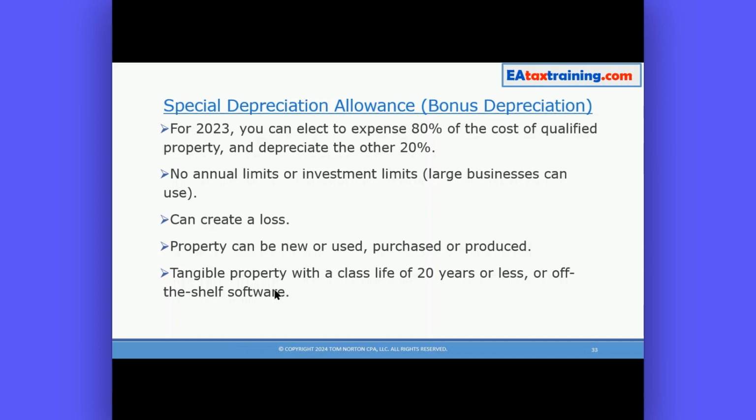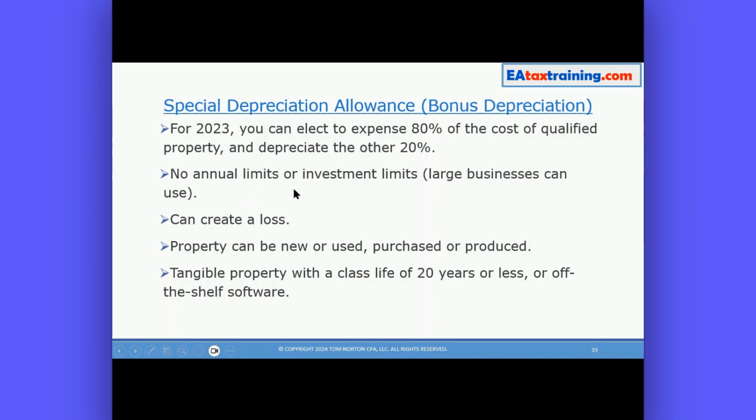Before 2023, so for the last couple of years before 2023, this was 100%. So you could deduct 100% of it. But in 2023 is the first year it decreased. It went down to 80%. And then for 2024, I believe it's going to 60% and then 40%. So unless Congress comes in and changes it, it's going to keep going down until eventually it goes away altogether. But for 2023, which is what you need to know for the exam, you can elect to expense 80% of the cost and depreciate the other 20%.